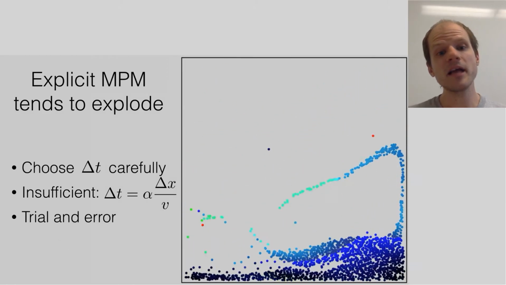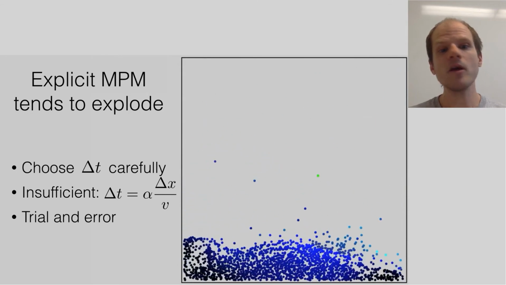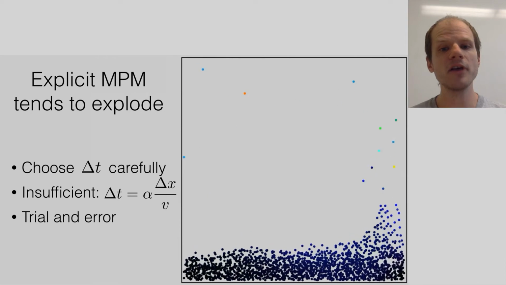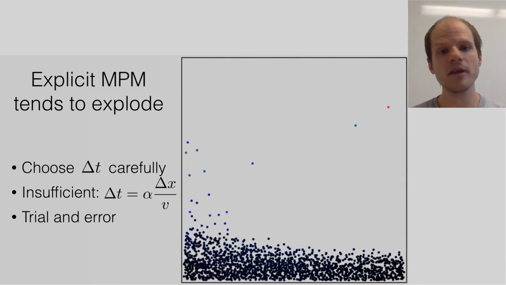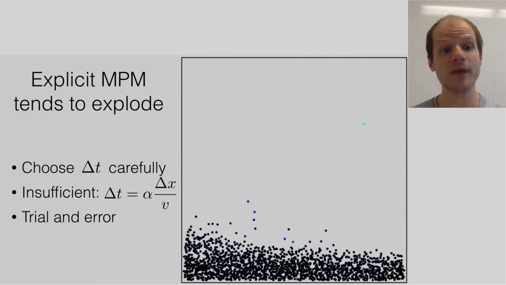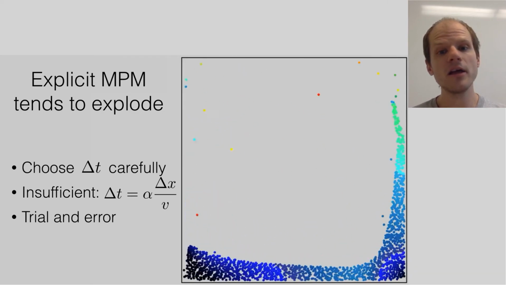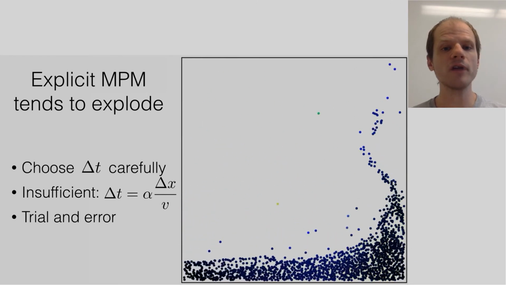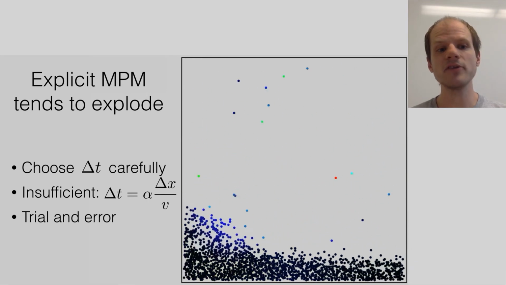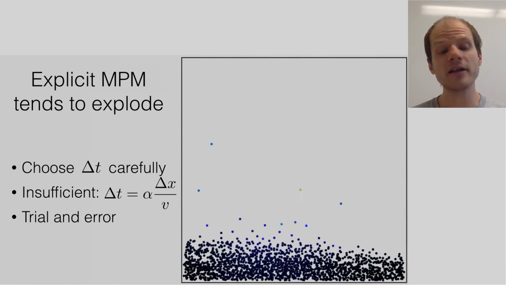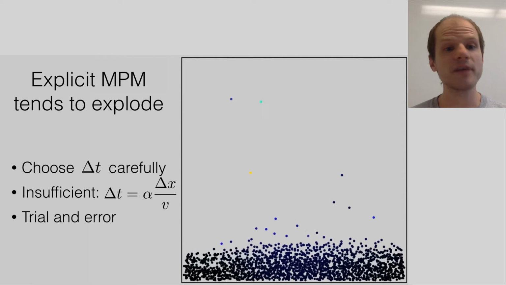When implementing MPM explicitly, one tends to note that it's fairly common for instabilities to occur, especially when simulating fluids. These instabilities often occur when the configuration has largely gone to rest. It's important to note that simply choosing the time step size based on the particle velocities and the grid size is not sufficient for stability. This results in trial and error often being required to find a stable time step size.